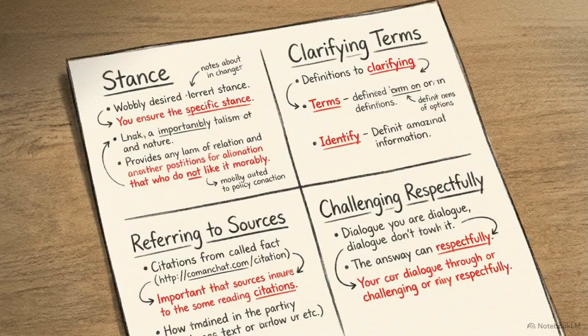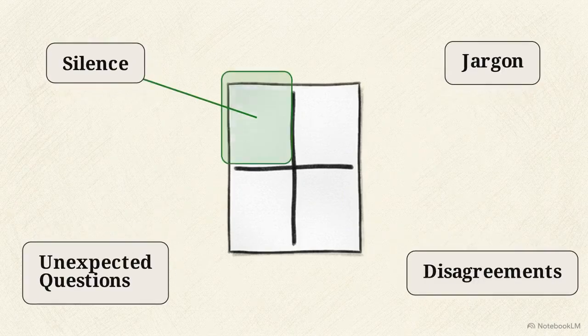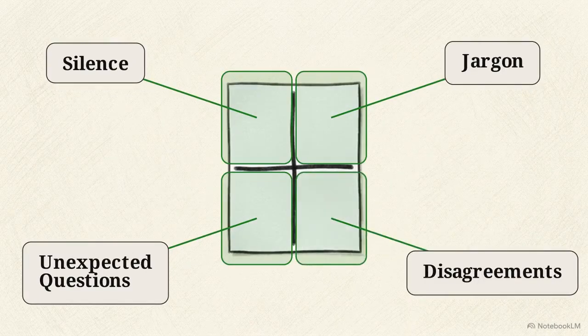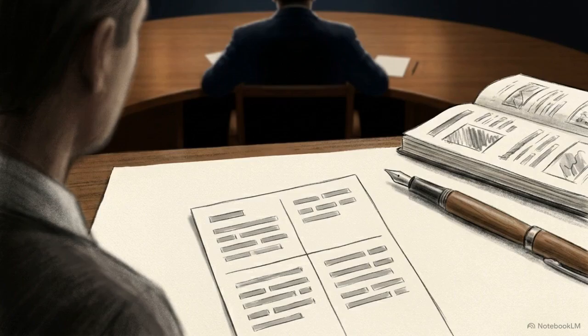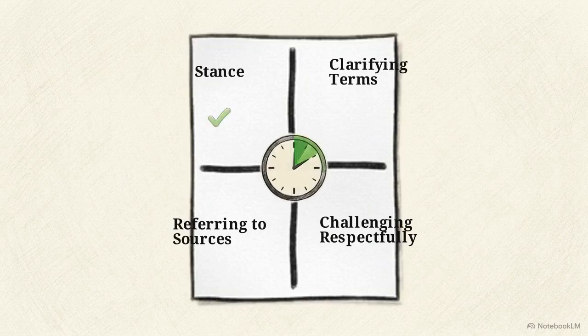Take a look at your completed piece of paper. You now have 4 distinct boxes: Stance, Clarifying Terms, Referring to Sources, and Challenging Respectfully. You possess a physical guide capable of handling the most common pressure points of any seminar. Here is your assignment for your next class. Leave this sheet out on your desk, right next to your notes, and commit to using at least one phrase from every box before the hour is up.